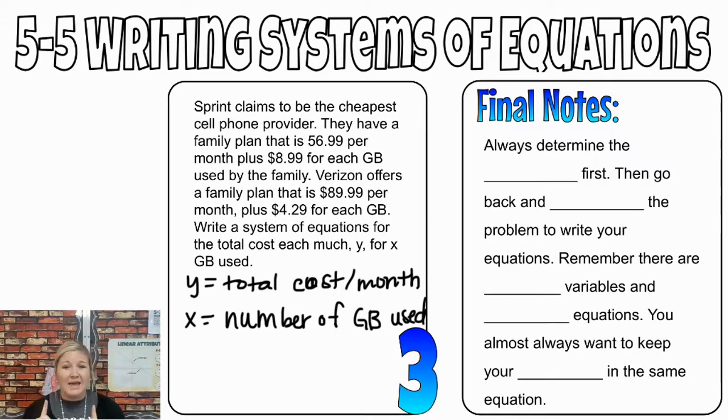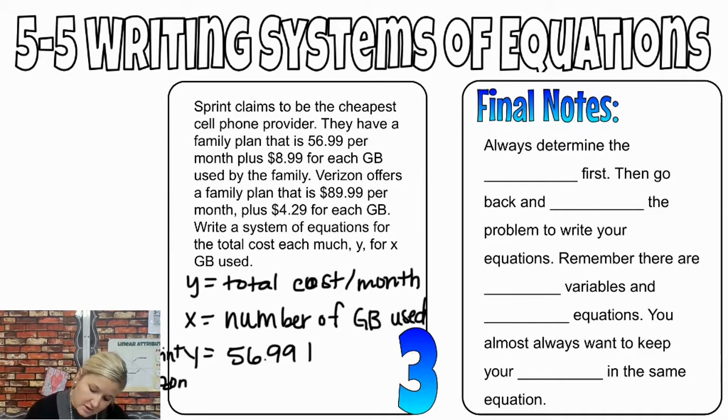All right, so I said keep all your money in the same equation. Well, it's all money. So Y is going to be the total cost. So I'm going to have 2 equations here. I'm going to have one for Sprint's total cost, so I have a Sprint equation and I have a Verizon equation. For the Sprint equation, the total cost per month is going to be $56.99 plus $8.99 for each gigabyte used. So I'm going to multiply that by the number of gigabytes that I use, which is X at this point.